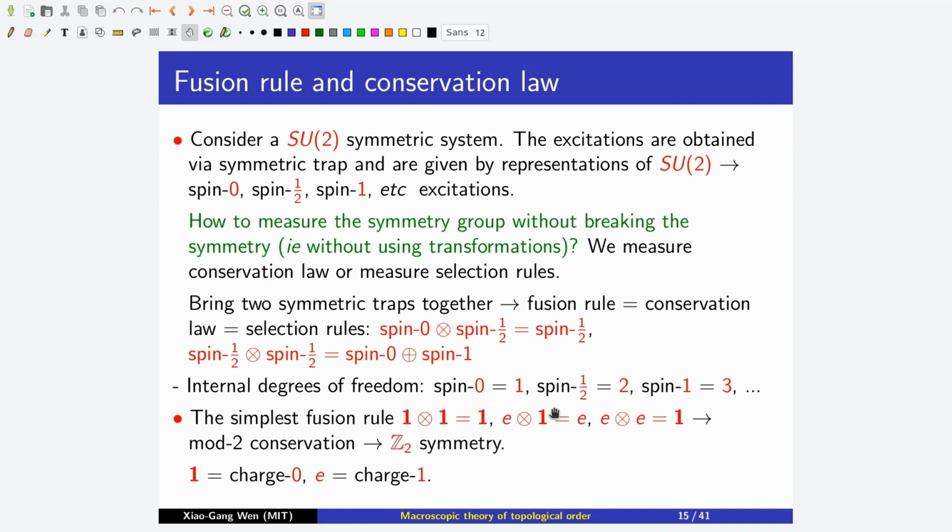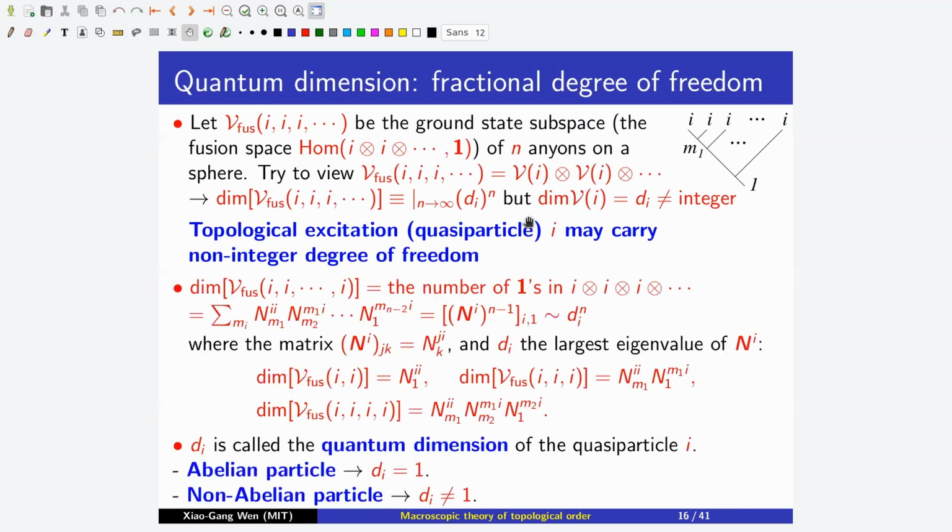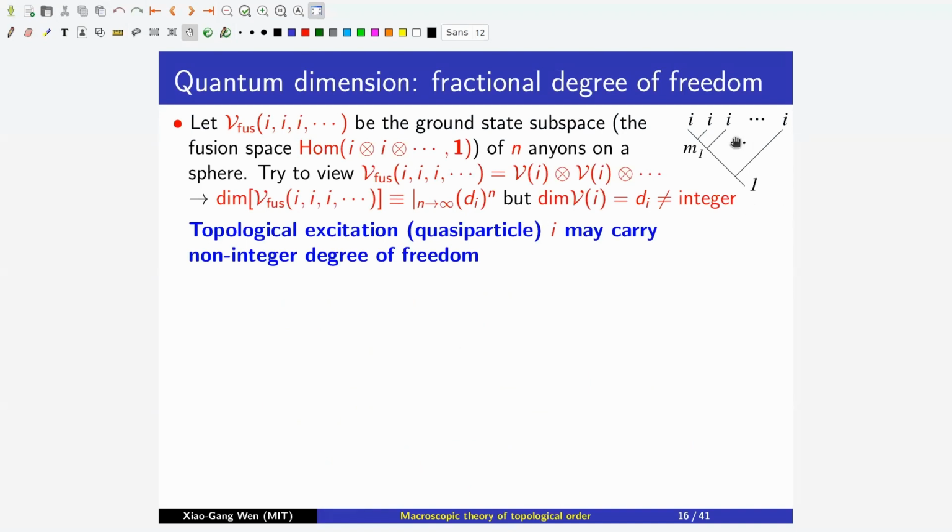We can never do this SU(3) transformation, but some selection rules tell us maybe there's SU(3) symmetry there. Okay, so here I just try to say that this fusion coefficient N_ijk determines the internal degree of freedom of the particle. The idea is that we can have this picture.